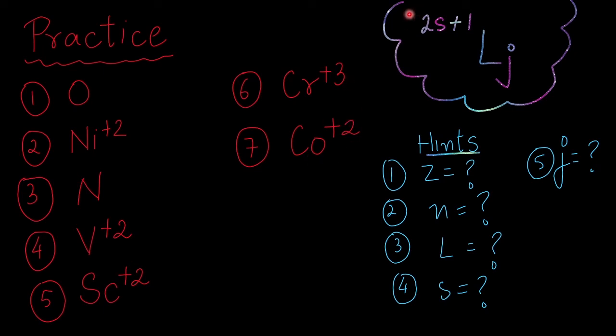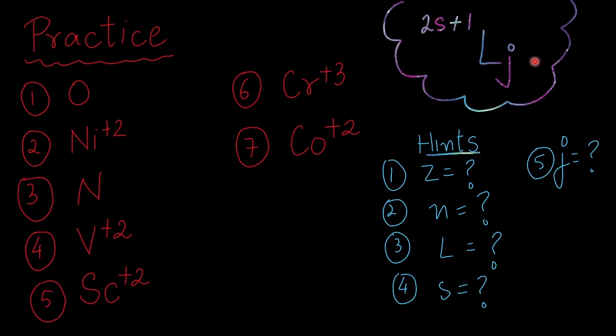So how will you find the term symbol? It is 2S plus 1, L, J. What are the hints? First you need to find Z. What is Z? Atomic number or the effective atomic number, right? You need to fill the electrons in the shells. Then you need to find the number N. N is not the principal quantum number here. N is the number of unpaired electrons, right? And then you do the cross multiplication and addition. You find the value of L, and then you find the value of S, and then finally you find the value of J.